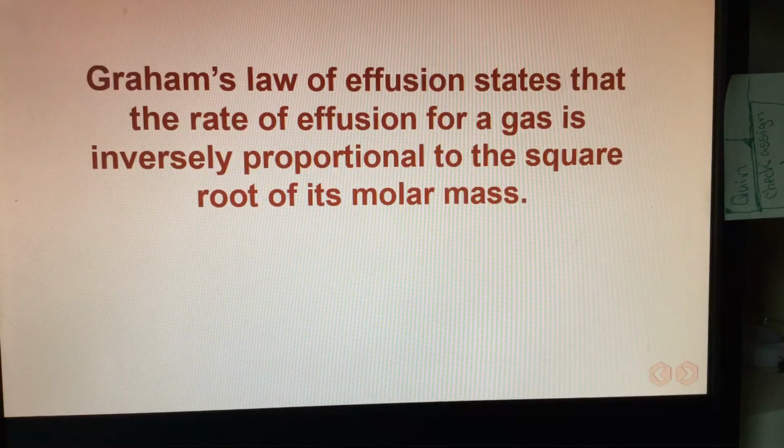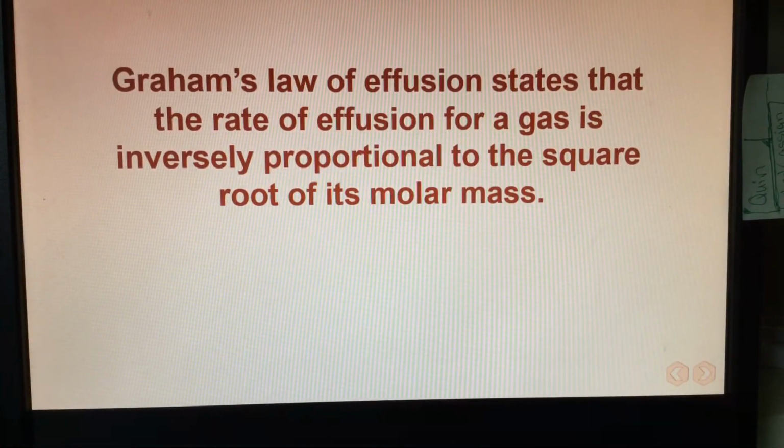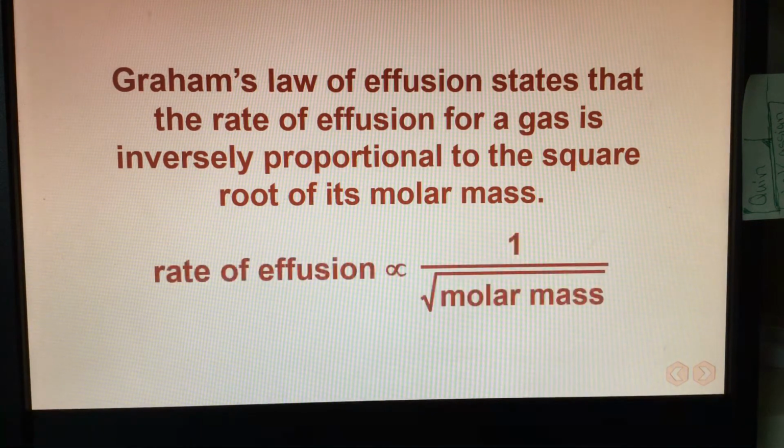So there is a way to measure the rate of effusion. I'm going to give you the formula, but we will not worry about using it. It's called Graham's law of effusion, and it states that the rate of effusion for a gas is inversely proportional to the square root of its molar mass. So in other words, the larger the molecule, the slower it comes out, the slower multiple of those molecules come through a tiny opening.